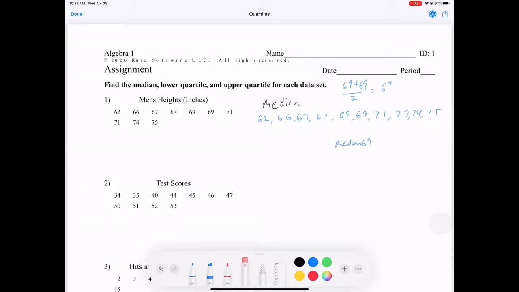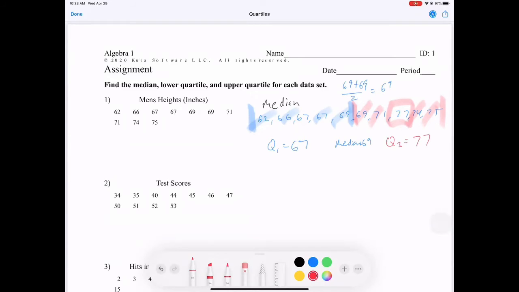Now that we have our median, we are going to break up the first set of numbers. And what's the middle of that? We're going to get 67. So our Q1, our first quartile, our lower quartile is 67. Our upper quartile is going to be 77, or we can call that Q3. And that's pretty much it.